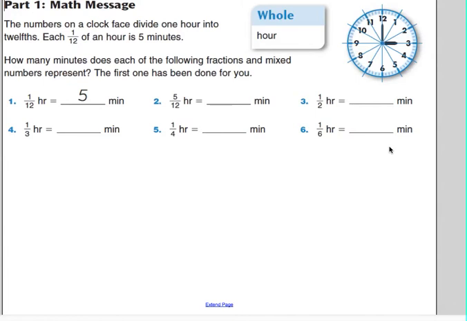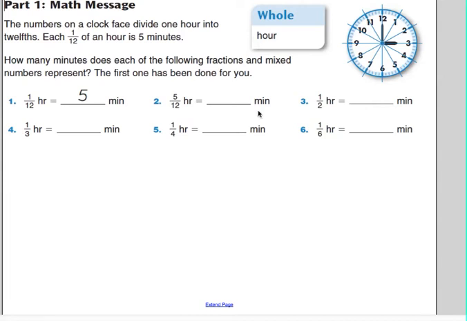The directions said, the numbers on a clock face divide 1 hour into twelfths. Each 1/12 of an hour is 5 minutes. How many minutes does each of the following fractions and mixed numbers represent? The first one has been done for you. Number 1, 1/12 of an hour equals 5 minutes.